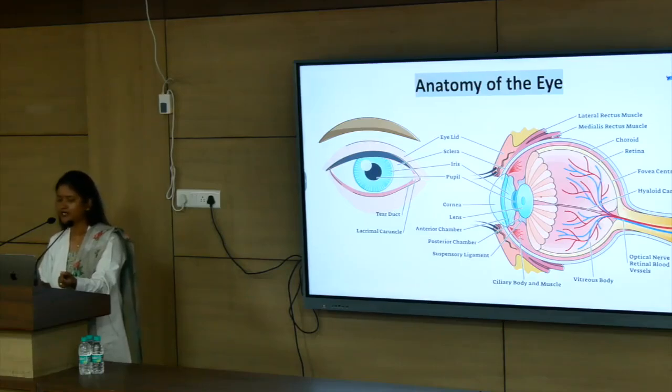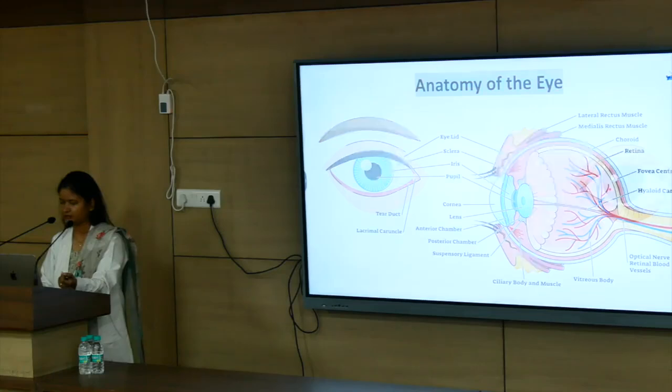Now, the eye is divided into two segments, anterior and posterior, by a refractile biconvex transparent structure known as the lens. The structures anterior to the lens comprise the anterior segment and consist of cornea, iris, aqueous humor and lens. The structures posterior to the lens comprise the posterior segment, and it consists of vitreous humor, choroid, retina and optic nerve.